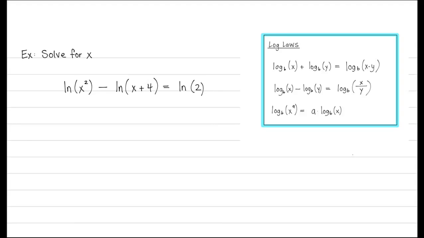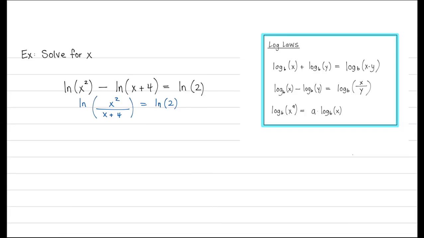Because these two have the same base, they're log base e, right? Remember, that's what natural log means. We can use this second log law over here. So this log law means that we can take this and rewrite it as the natural log of x squared divided by x plus 4. Okay, and we'll leave that right-hand side the same.